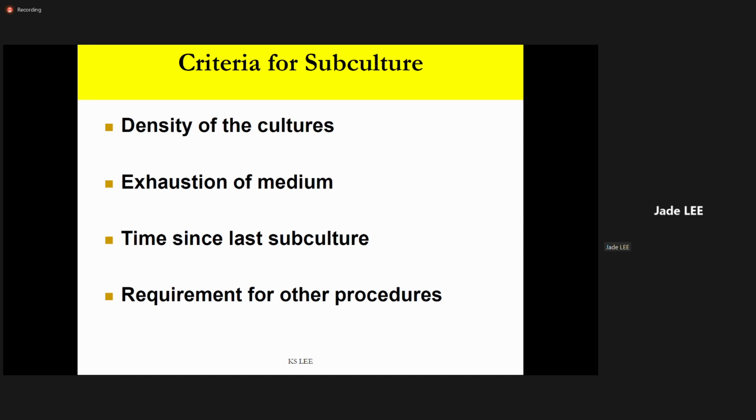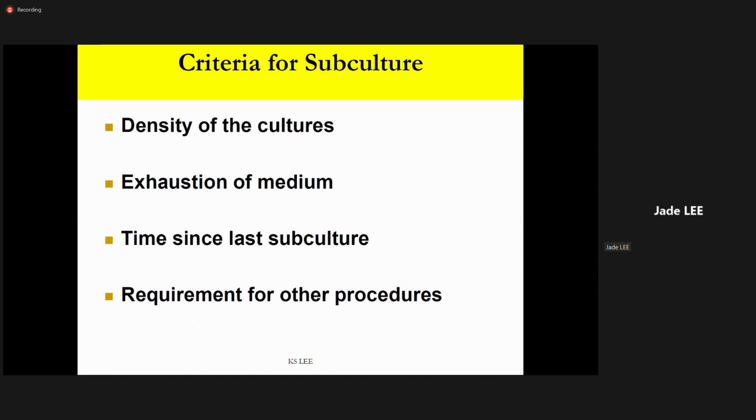Second, look at the exhaustion of the media. When the media is exhausted, the pH may change; the pH becomes acidic. Usually the phenol red will change color to orange. So by looking at the color change of the media, you know that the medium is exhausted, and also that it's time for doing subculture.